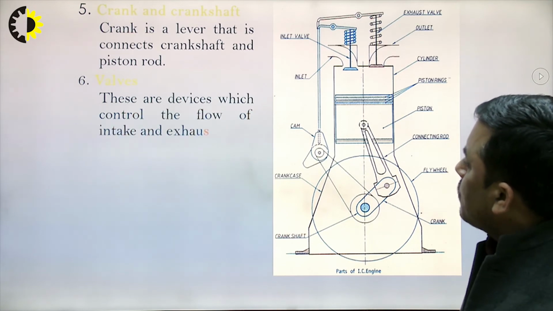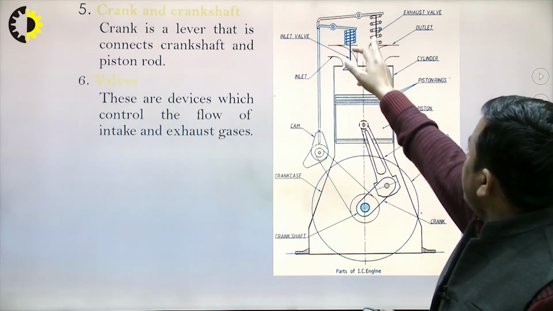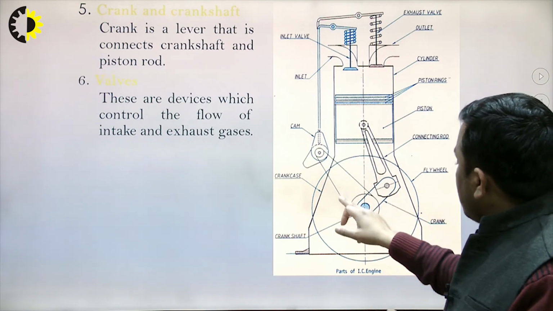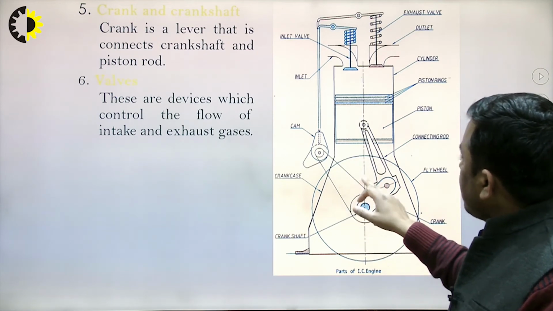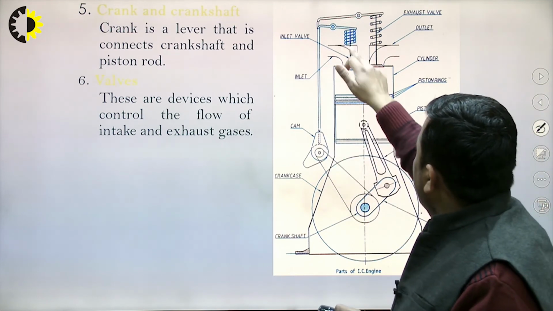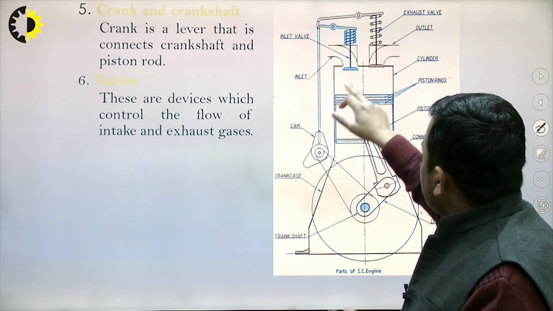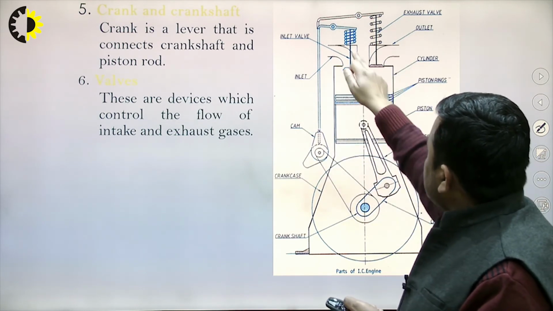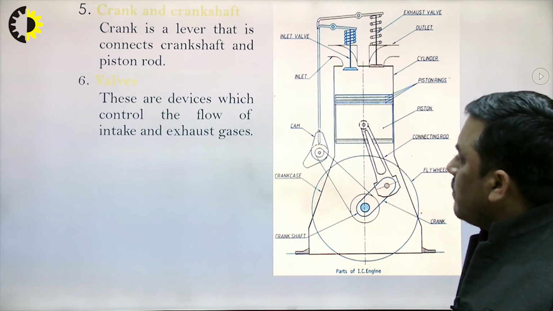Okay, and valves. Obviously, there are spring loaded valves. These are also connected with the crankshaft. The motion of the crankshaft controls the opening and closing of the inlet and exhaust valves, and here is the arrangement of the cam which controls the opening and closing. So these are the devices which control.